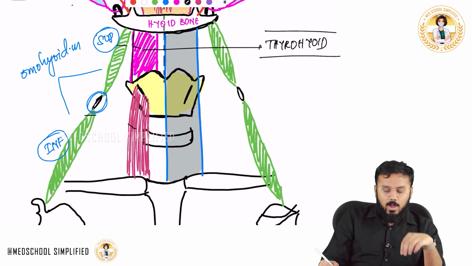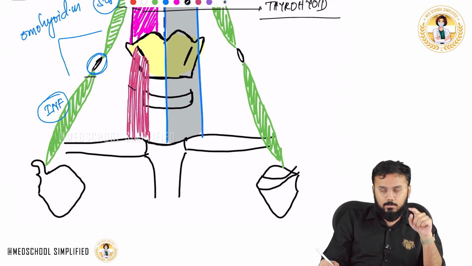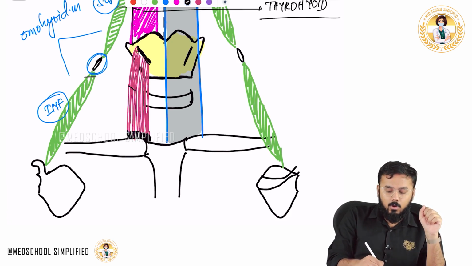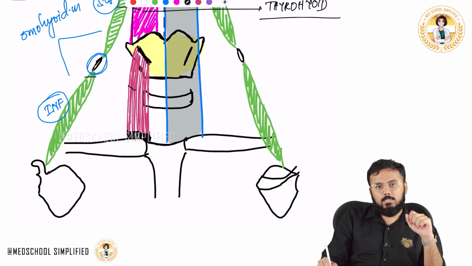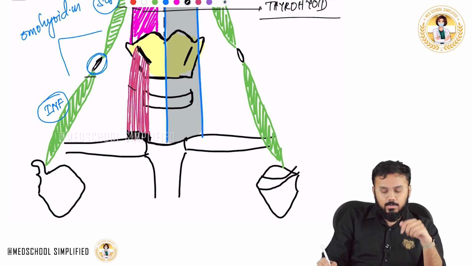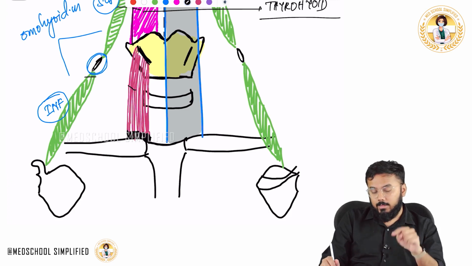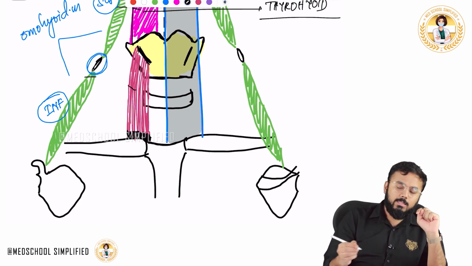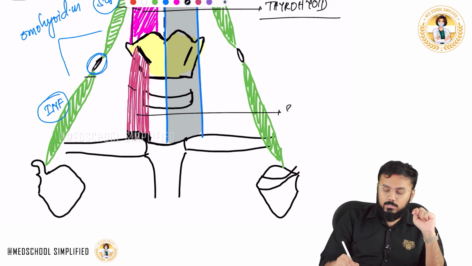Now, after the thyrohyoid muscle, you see another muscle that is located all the way from the sternum and the clavicle to the oblique line of the thyroid cartilage. This muscle is called the sternothyroid muscle, since it is present all the way from the sternum to the thyroid.